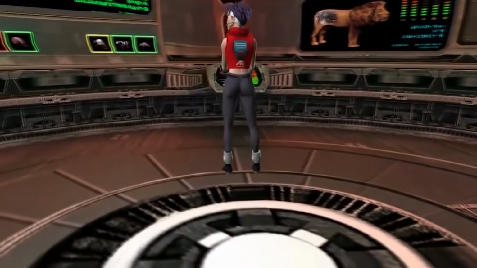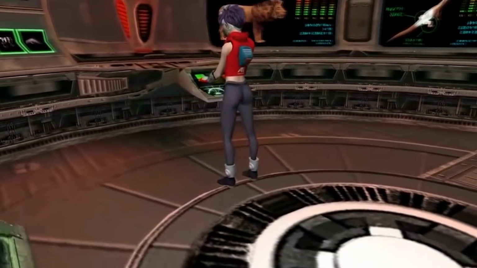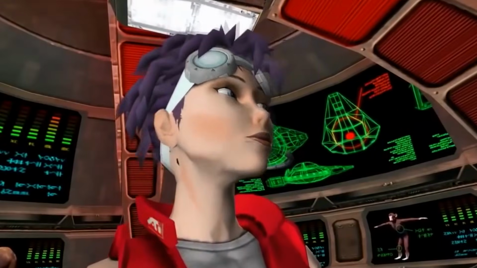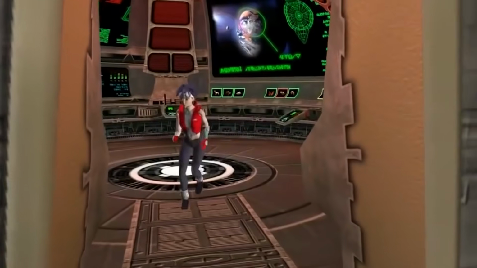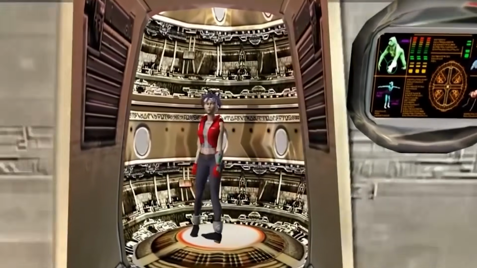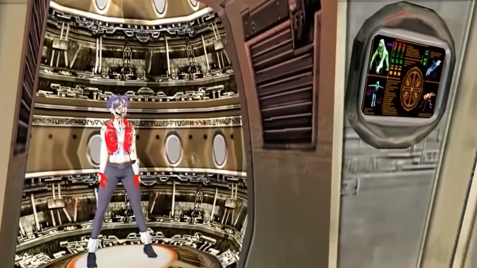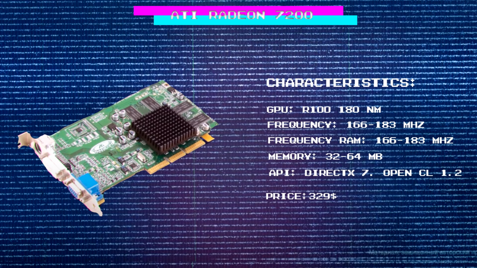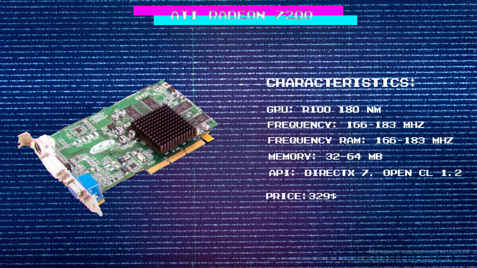It may have been inferior to the NVIDIA product in 16-bit applications, but in programs that use 32-bit color, it often burst ahead. The younger SDR version differed only in the type of memory used and lower frequencies. This graphics card successfully competed with the GeForce 2 MX device.